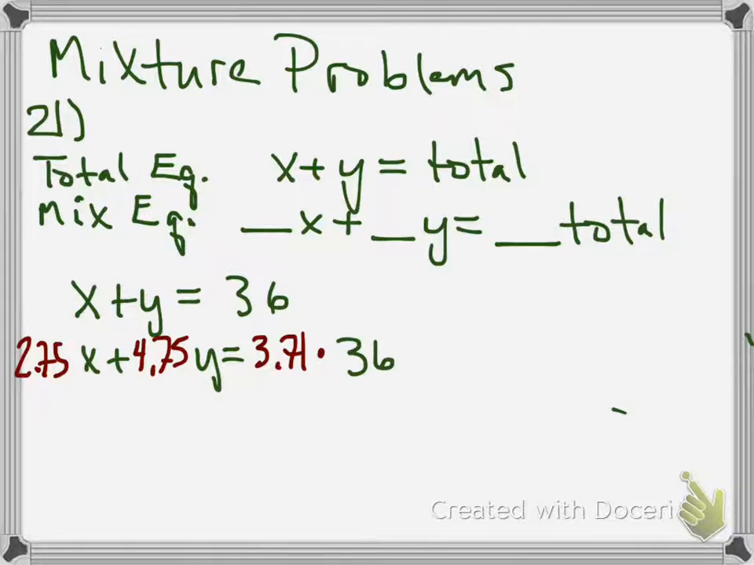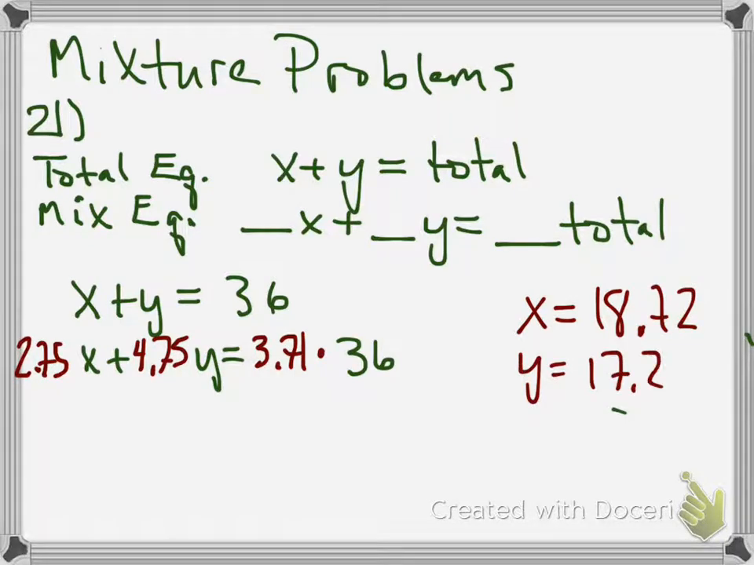Okay, so I get an answer of, say, 18.72. Let me write this down here. X is equal to 18.72, and Y is equal to 17.28. Notice it does say round to the nearest pound, so that means my final answers would have been 18 pounds and 17 pounds. Oh, wait. I forgot how to round. Oy vey. 19 pounds, sorry, rounding up. And then 17 pounds. And notice 19 plus 17 is 36. There you go.